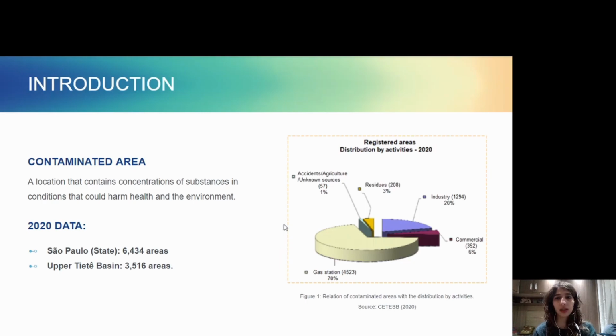And we can see on this figure here the distribution by activities. The most polluting is the gas station, with more than 70% of the areas. In second, the industry, with 20% of the areas. And all this data and information is available on CETESB.